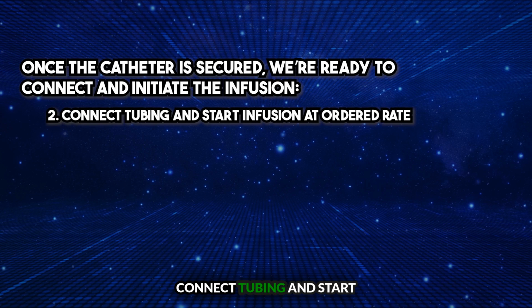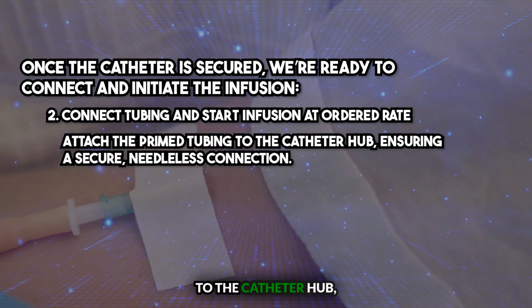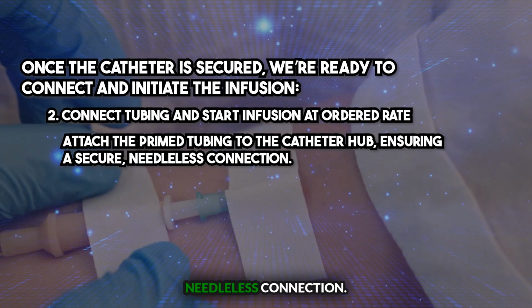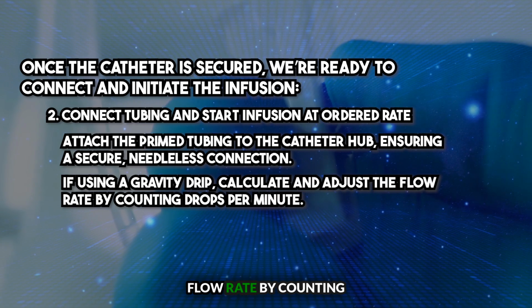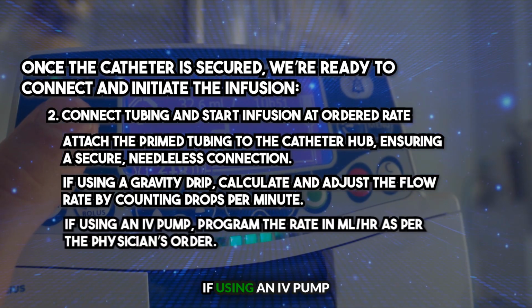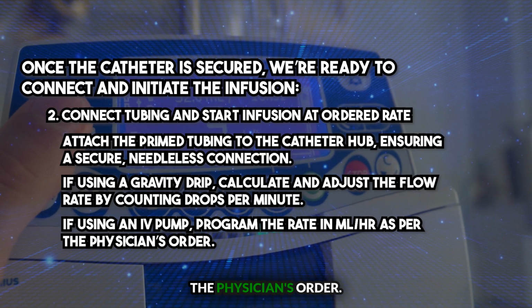2. Connect tubing and start infusion at ordered rate. Attach the primed tubing to the catheter hub, ensuring a secure, needleless connection. If using a gravity drip, calculate and adjust the flow rate by counting drops per minute. If using an IV pump, program the rate in milliliters per hour as per the physician's order.